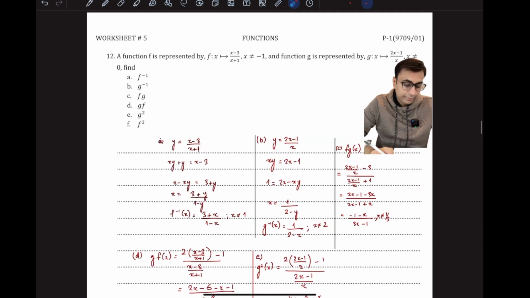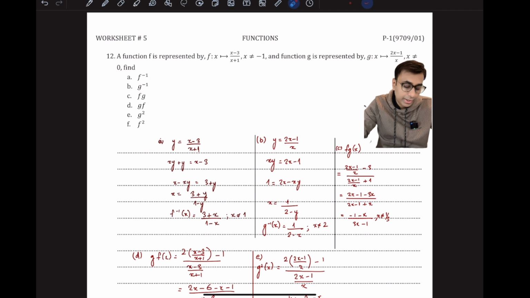For example, you can have a look at two examples of functions given. (x minus 3) over (x plus 1) is function f, and (2x minus 1) over x is function g. If I have to find f inverse, that's a pretty straightforward thing. Just the way I find the inverse function, replace f(x) by y, make x the subject, and then replace x by f inverse x and y by x. And that's what I've done over here to get myself the inverse function.